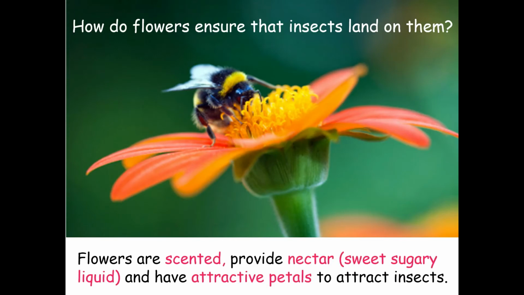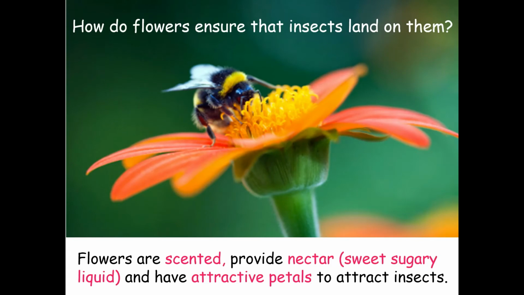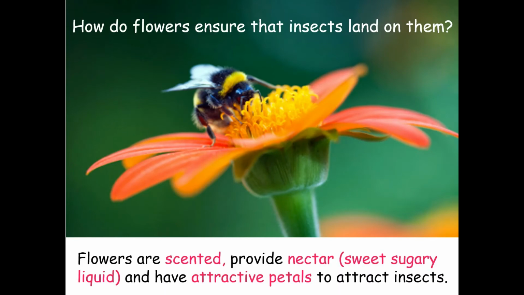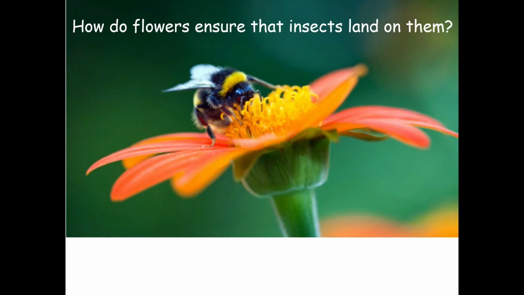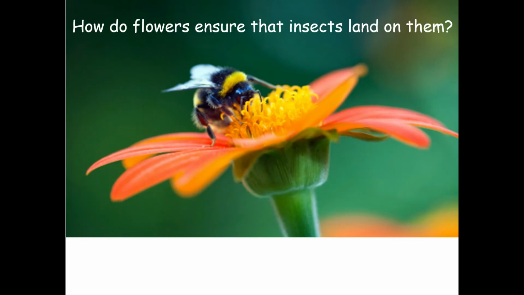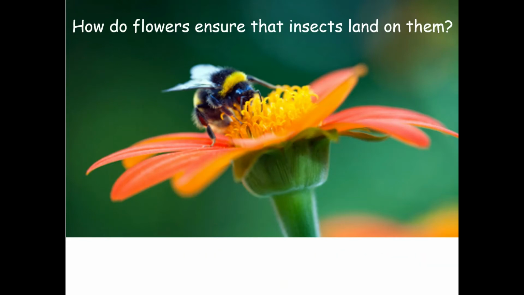So, how's a flower supposed to make sure that an insect is going to land on it? How's it going to attract them? Well, many flowers are scented, and they give off this sweet smell which entices the insect to come to the flower. Some give off a really rotten, stinky smell, and it also attracts a different kind of insect. Can you think of what that might be?